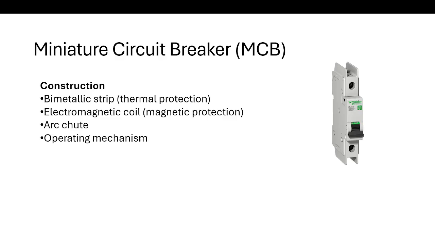Now, what is a miniature circuit breaker, MCB? Its construction involves a bimetallic strip for thermal protection and an electromagnetic coil for magnetic protection, and an arc chute. What is the operating mechanism? The bimetallic strip is used for thermal protection. The breaking capacity of an MCB is the maximum fault current that the MCB can safely interrupt without getting damaged.